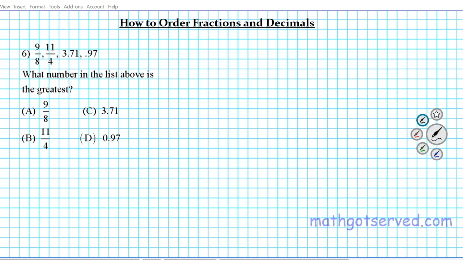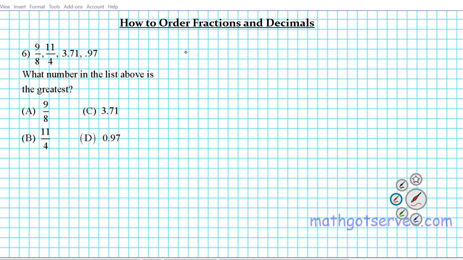Alrighty, let's take a look at question number 1. In question 1, we're being assessed on how to order a combination of fractions and decimals. This is a typical question that you should expect to see on the Accuplacer test.